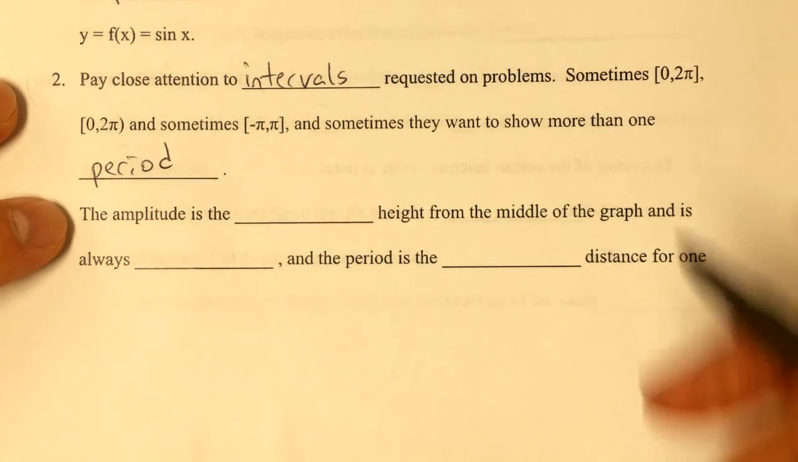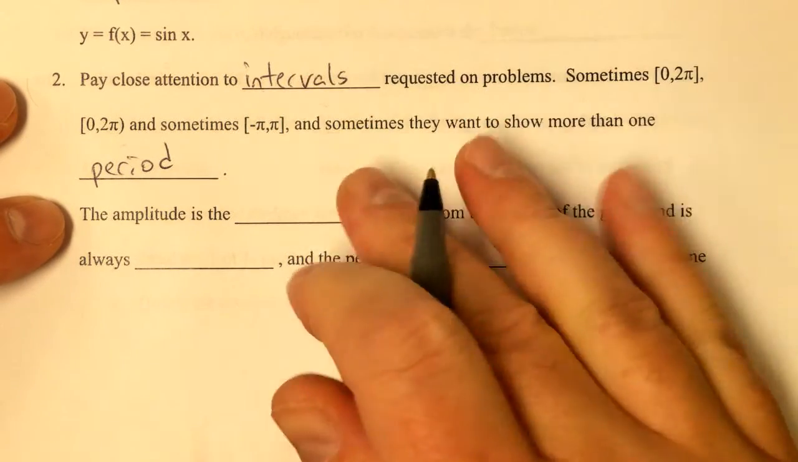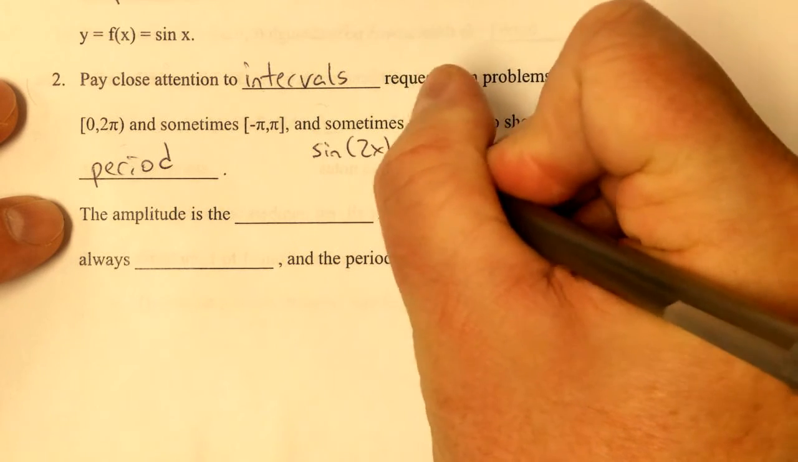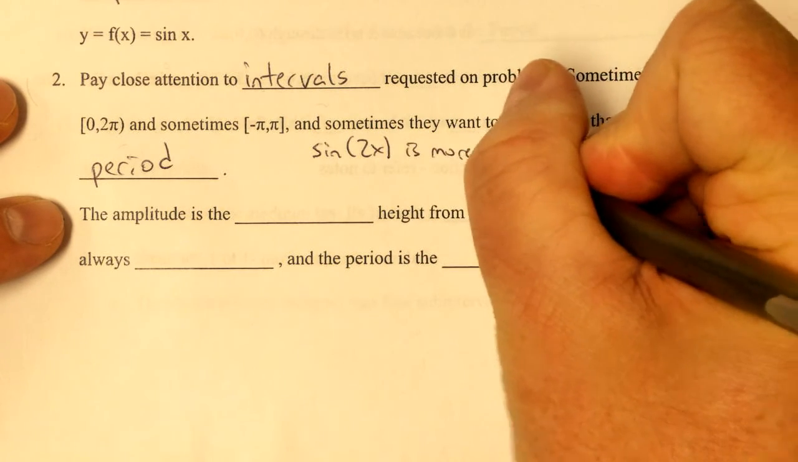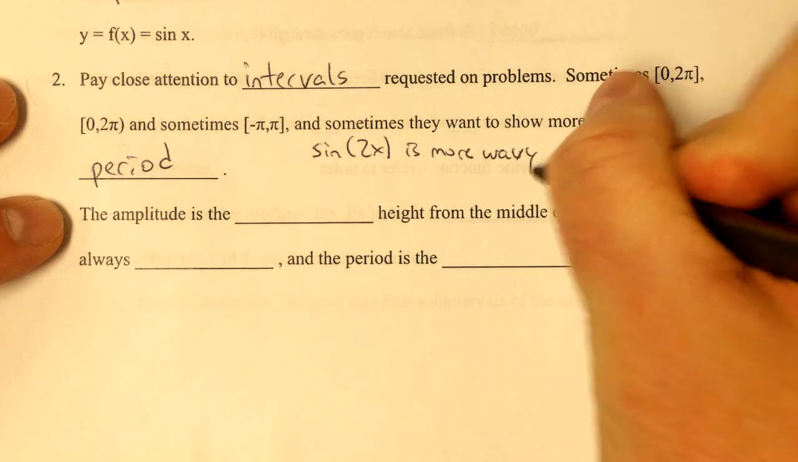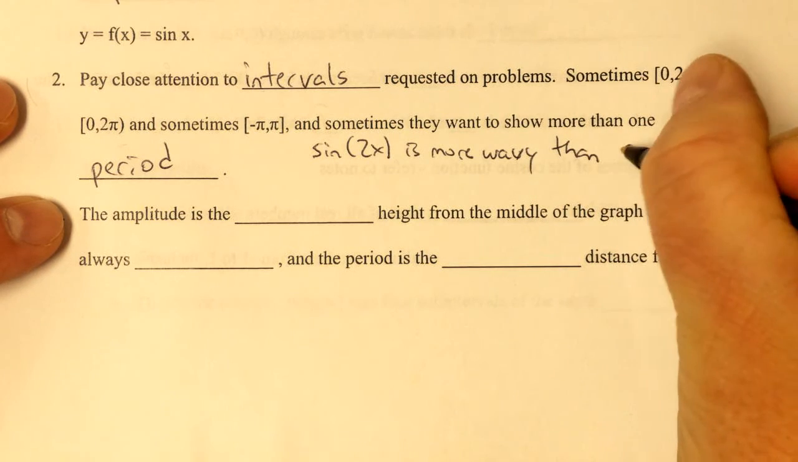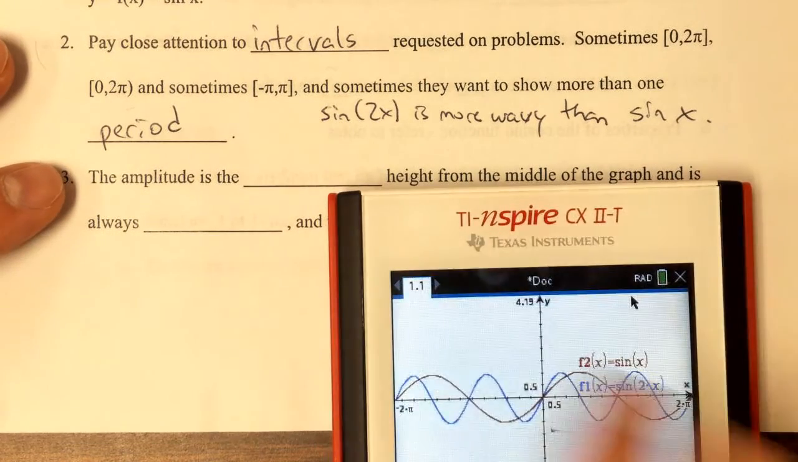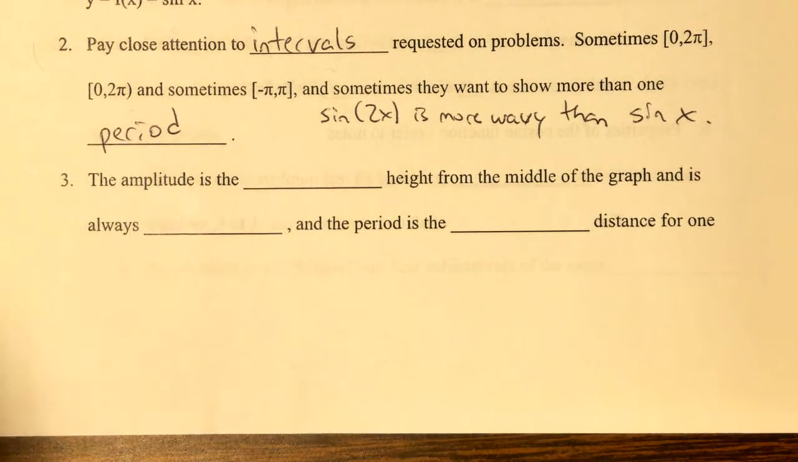Okay, so let's talk about this just to the side. Sin 2x is more wavy than sin x. Okay, so I'm just going to write that to the side. Okay, so now let's continue.